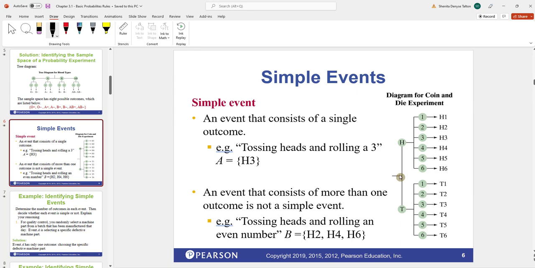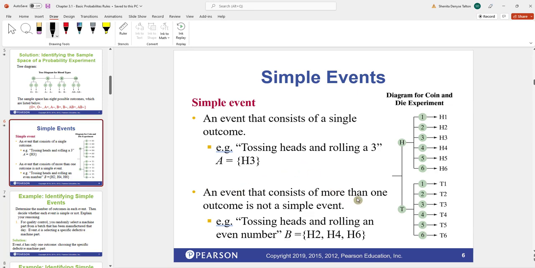So you can flip a coin and get a head, and you can also roll a die. So you know you have 6 possible outcomes on a die. So you can get a head and a 1, a head and a 2, a head and a 3, all the way down to 6. Or you may flip a tail. So you can get a tail and a 1, a tail and a 2, all the way down to a 6. So tossing heads and rolling a 3 is just one outcome out of all these outcomes. So that will be considered a single event, a simple event.